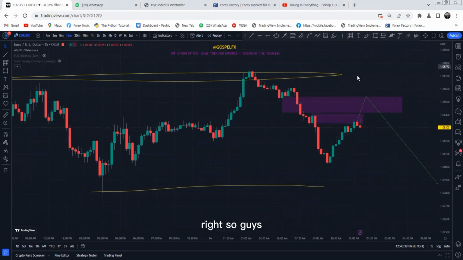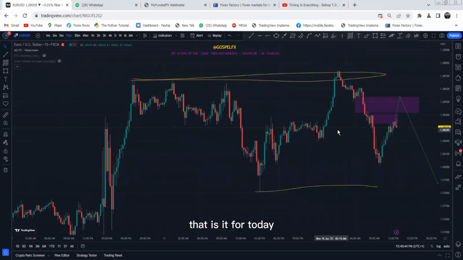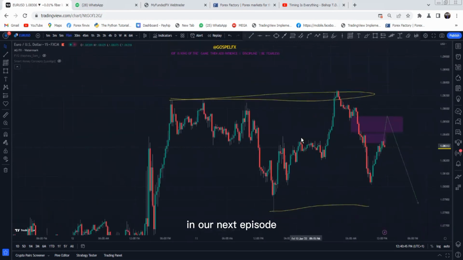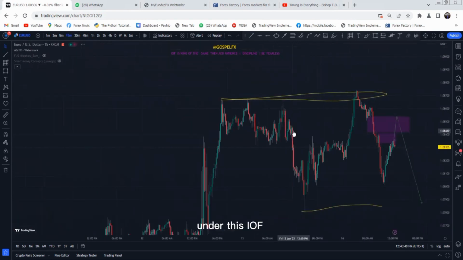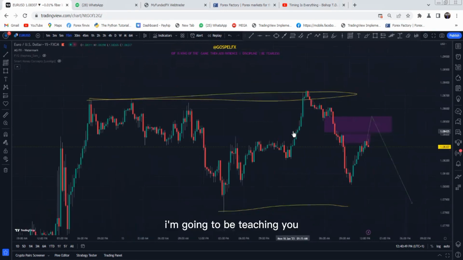continue pushing up, right? So guys, that is it for today. In our next episode under this institutional order flow, I'm going to be teaching you how to determine your IOF using the BC or the CB. I'm going to explain that concept to you very well. And in the third episode, we are going to be talking about other blocks, right?